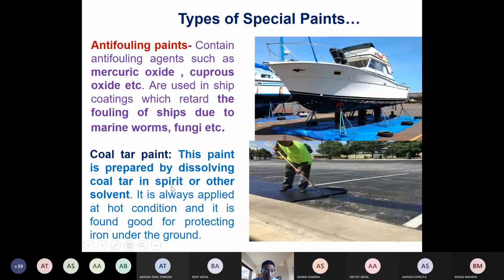The paint is prepared by dissolving coal tar in spirit and other solvent. It is always applied in hot condition, and it is found good for protecting iron underground.